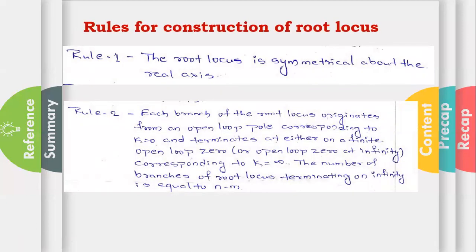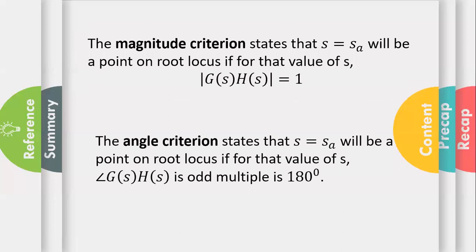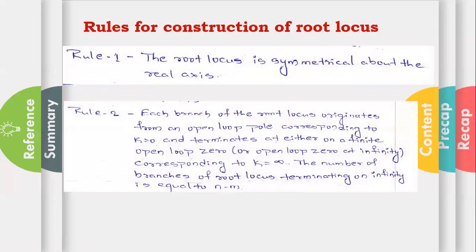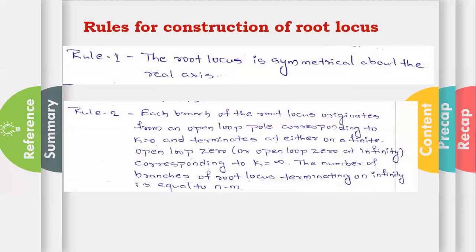Now we will discuss the rules for construction of the root locus. Using the angle and magnitude criteria, it is not possible to check every point to see whether it is part of the root locus or not. If I just consider the magnitude and angle criteria, it will be very difficult to draw the root locus. So to simplify the procedure, there are some rules. Actually there are 9 rules, so we will discuss them one by one. The first rule tells that the root locus is symmetrical about the real axis.